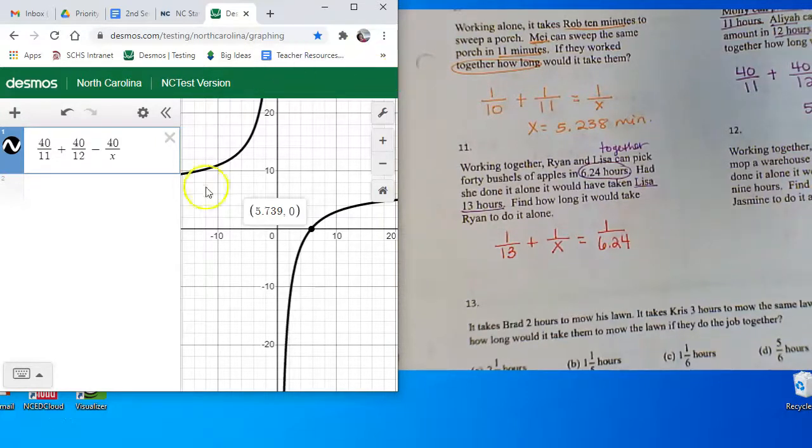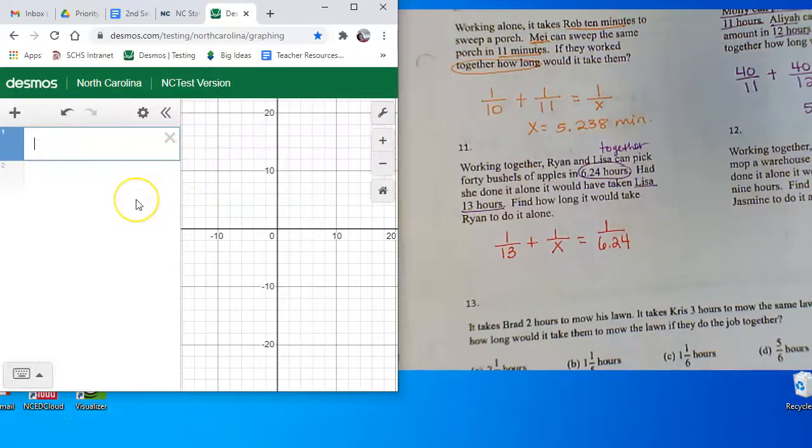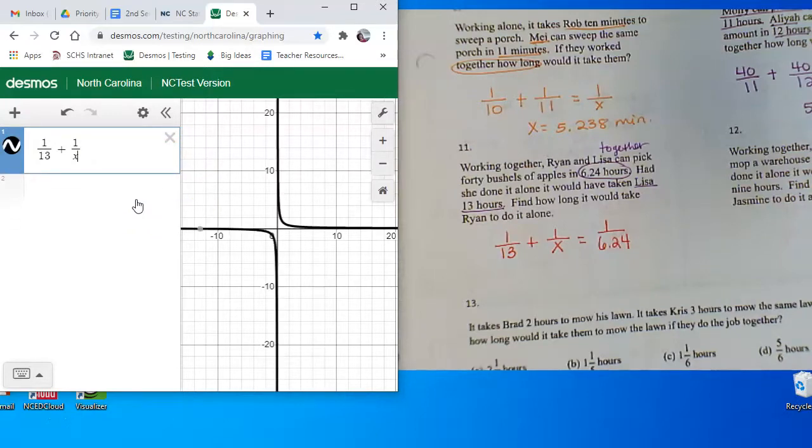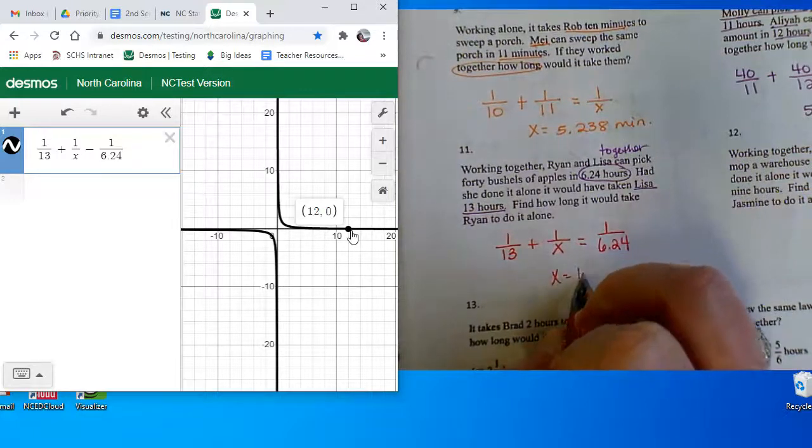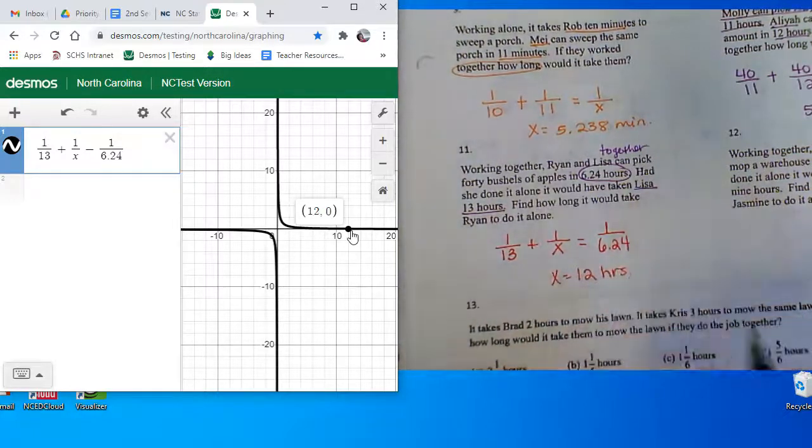Okay? So again, let's put it in here. 1 over 13 plus 1 over X minus 1 over 6.24. And for that, we got 12 hours. That makes sense that we got Ryan to be more than they did together. And so it looks like it's going to take Ryan 12 hours to do it alone.